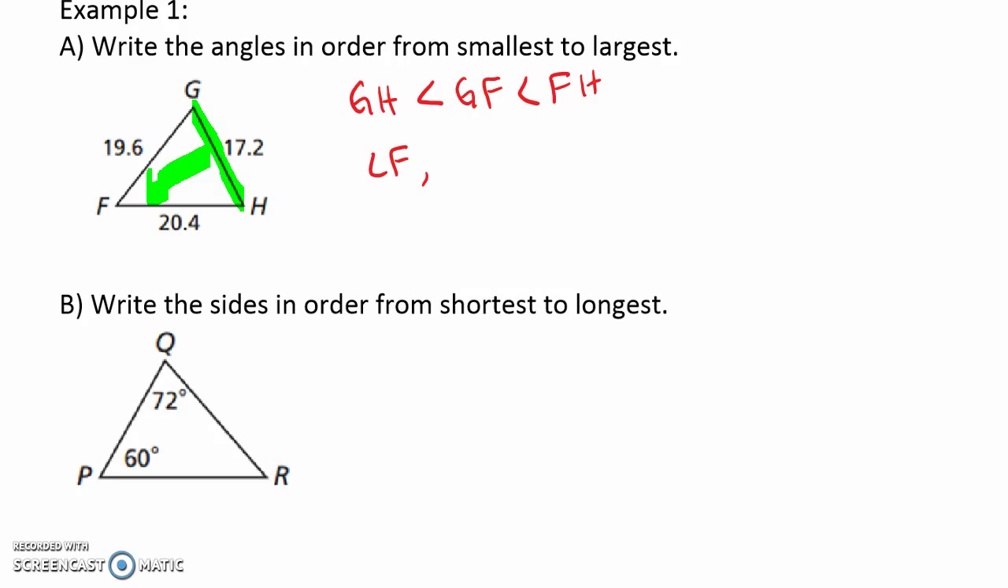So again, angle F was across from GH, and since GH is the shortest side, angle F is the smallest angle. And I'm doing this because the direction said smallest to largest. Alright, so then that middle side, GF, is across from angle H. So I'm going to list angle H next. And then finally, the largest side, the longest side was FH, and that's across from angle G. So there's example 1A.